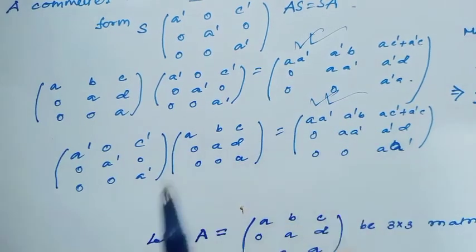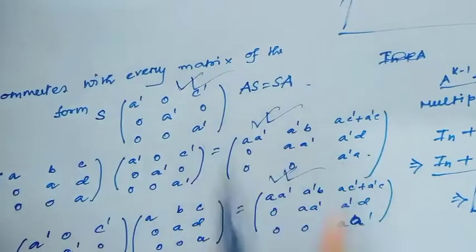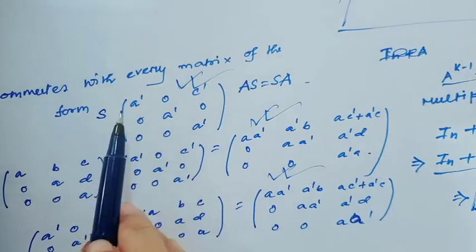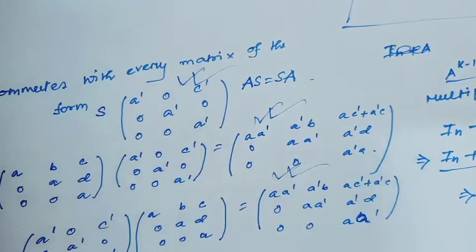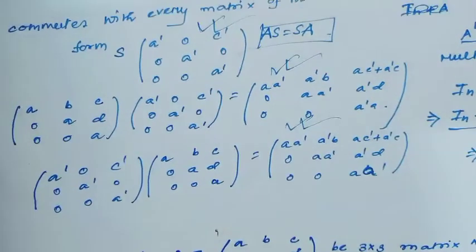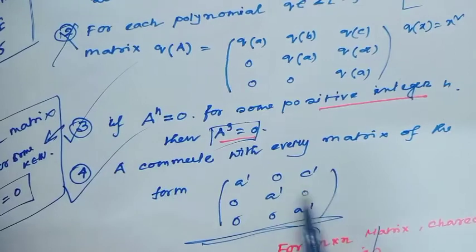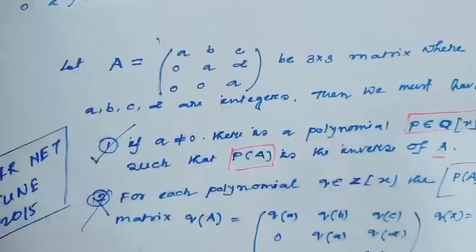That means obviously the matrix A commutes with such type of matrix everywhere, because here the values a', c' are non-zero numbers. So this value is always equal, AS equal to SA. That means 4 is a right option. A commutes with every matrix which looks like such type. Are you getting?